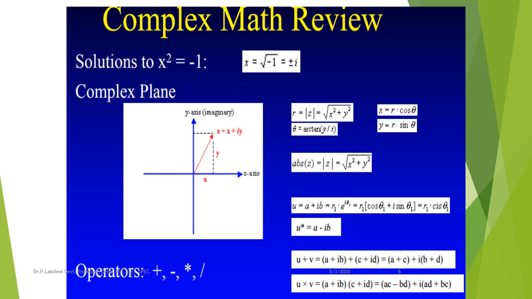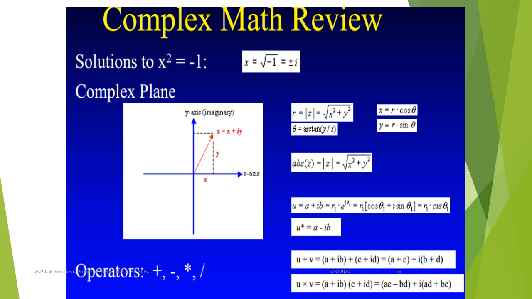In complex mathematics, j square is equal to minus 1, where j is equal to square root of minus 1, that is plus or minus j, or plus or minus i. We can represent this on the complex plane, on the x and y axes, as z is equal to x plus jy. This is the complex plane notation of real and imaginary axes.